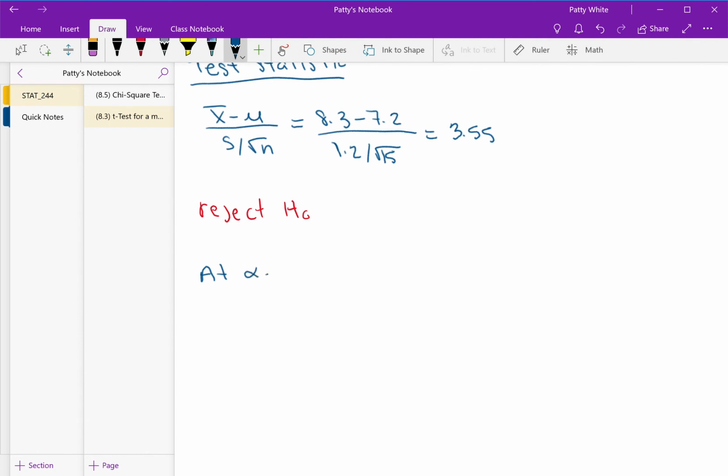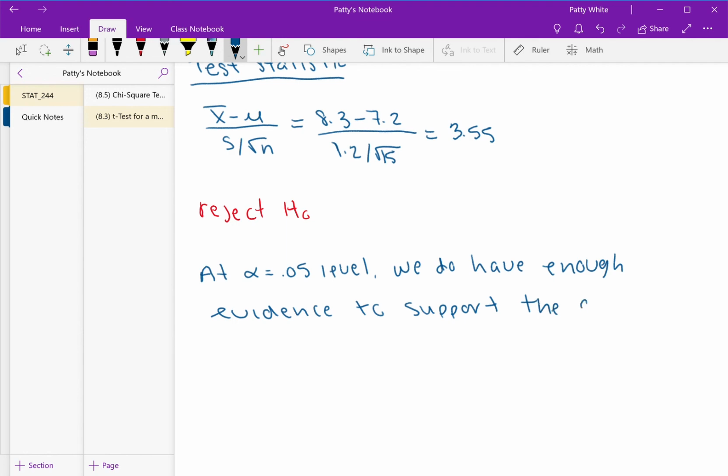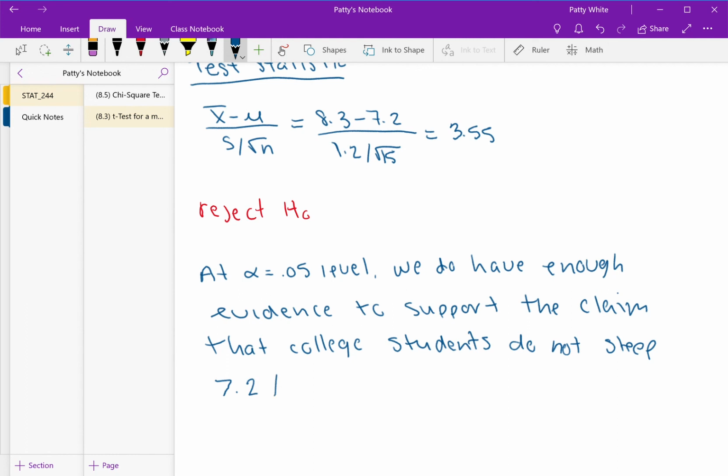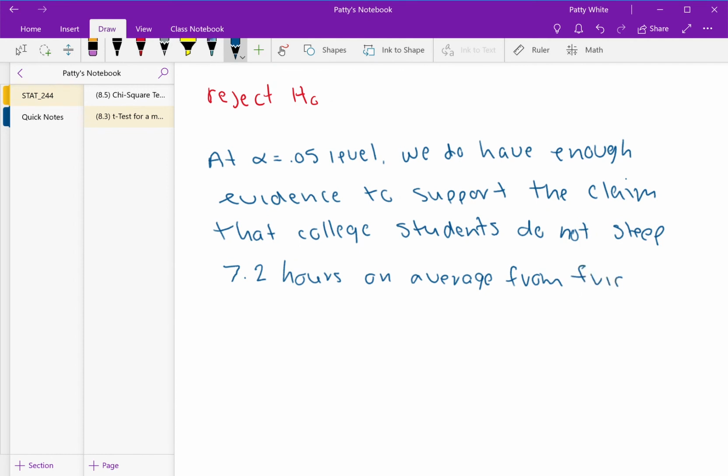So at alpha equals 0.05 level, we do have enough evidence to support the claim that college students do not sleep 7.2 hours on average from Friday night to Saturday morning.